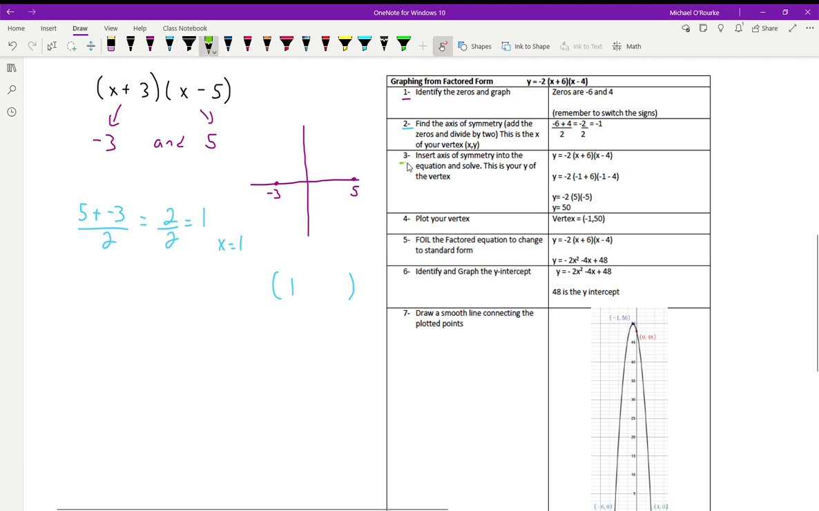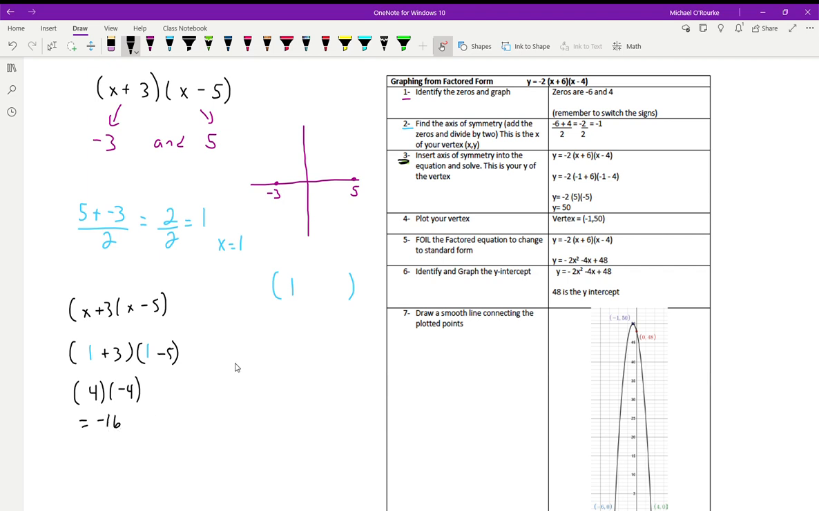So my next step here is step 3. I insert the axis of symmetry into my equation. So I go back to my original equation, x plus 3, x minus 5. I'm going to put in my vertex, I put in my x value. I realize I should do that in black. I'm going to put in this number 1. So that's going to equal 4 times -4, which equals -16. So here's my vertex now. It's at 1, comma, -16. And that's where my dot's going to go here. I guess I did that in black as well.